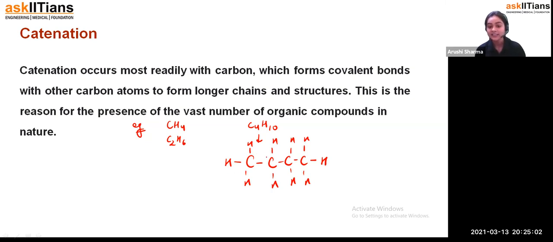And you can see that the carbons are combining together and forming a large molecule. It is a very small molecule which I have shown you. There could be a possibility of any number of carbon atoms. Okay, and this property is called the catenation property.